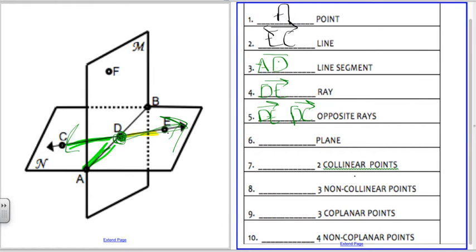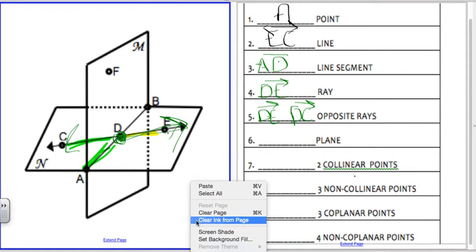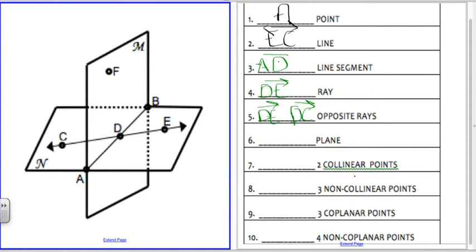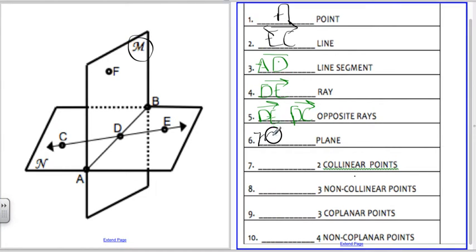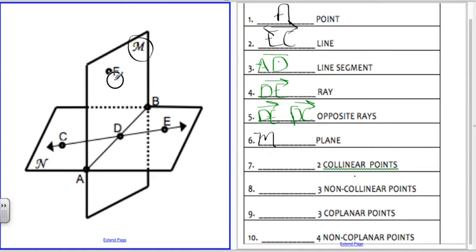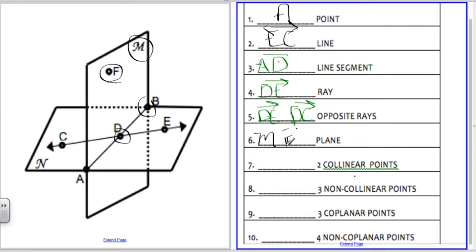Now we also have to name a plane. And remember, we name a plane by either 3 points on that plane or the capital cursive letter. So I have these capital cursive letters there, so I'm going to use that. So that's going to be plane M. Or to name that plane differently with the points, I could have plane F, D, B. Those 3 points are on plane M. So F, D, B.